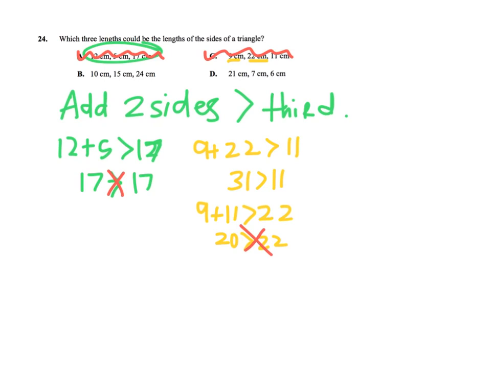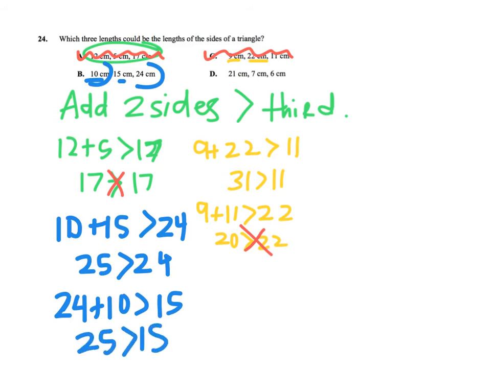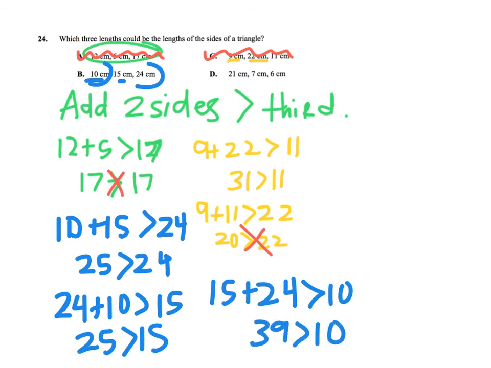My next one is 10 and 15. 10 plus 15 should be greater than 24. We have 25 is greater than 24. Again, if I do a different pair, maybe I do 24 and 10. So 24 plus 10 should be greater than 15. That's 25, which is greater than 15, so that's good too. My last pair would be 15 plus 24, should be greater than 10. Again, that gives me 39, which is greater than 10, so B is actually one that will work.